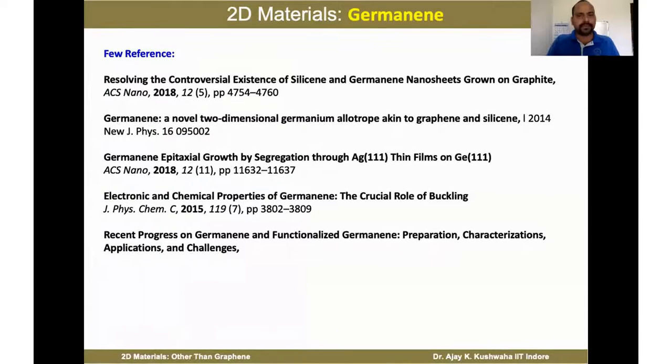If you are further interested, I would suggest you go through these literatures: ACS Nano, New Journal of Physics, ACS Nano, Journal of Physical Chemistry C, and one review paper. That is, I would say, all for silicene and germanene. Today I will stop here, and in the next discussion we will come with another material. Thank you very much.